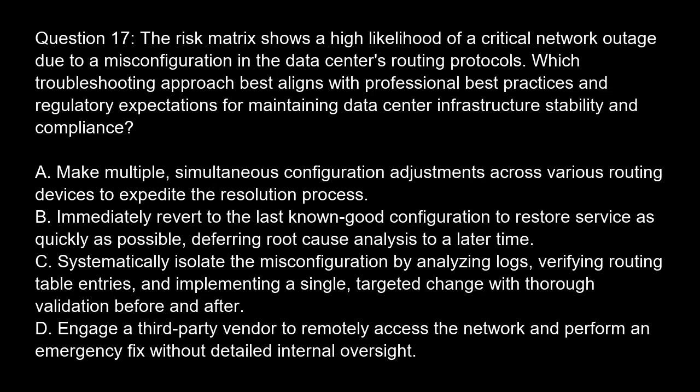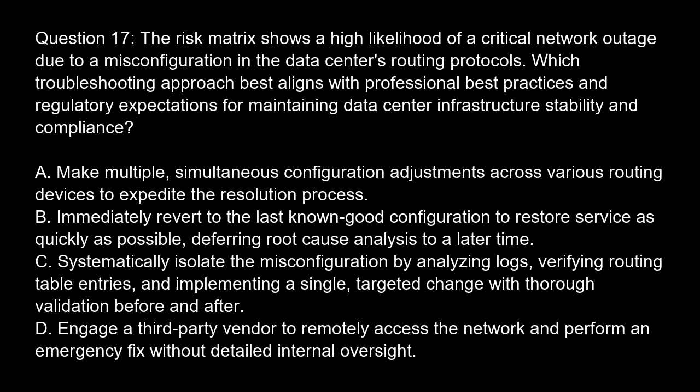Question 17. The risk matrix shows a high likelihood of a critical network outage due to a misconfiguration in the data center's routing protocols. Which troubleshooting approach best aligns with professional best practices and regulatory expectations for maintaining data center infrastructure stability and compliance? Option A. Make multiple, simultaneous configuration adjustments across various routing devices to expedite the resolution process. Option B. Immediately revert to the last known good configuration to restore service as quickly as possible, deferring root cause analysis to a later time.